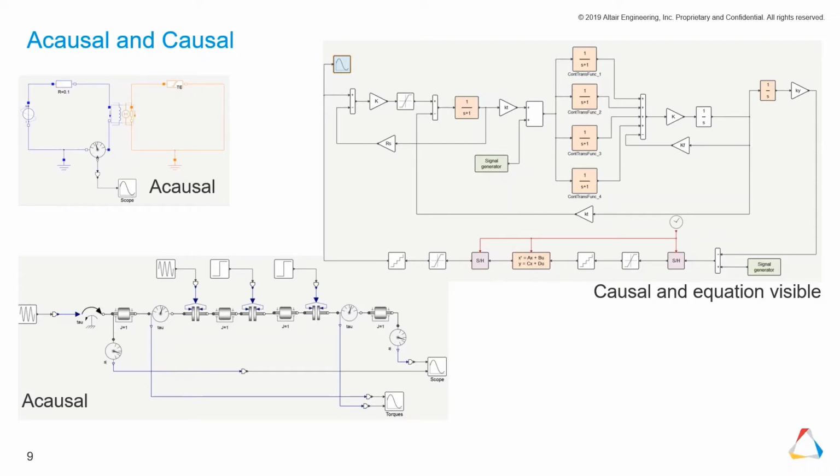On the left hand, we look at the acausal model. Upper left, there's an electric circuit. And there you see there's obviously no direction of information flow given. Each of those components contains an implicit equation, and the flow of information is basically depending on the inner solution of each component. And this implicitness makes it possible to set up those component-based models.